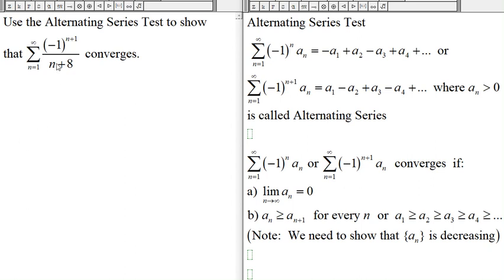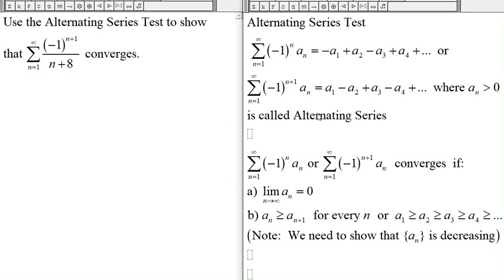We have this alternating series and we want to show that it converges. The alternating series test says this: if we have an alternating series of the form negative a sub 1 plus a sub 2 minus a sub 3 and so on, or of the form a sub 1 minus a sub 2 plus a sub 3, this form is called an alternating series.